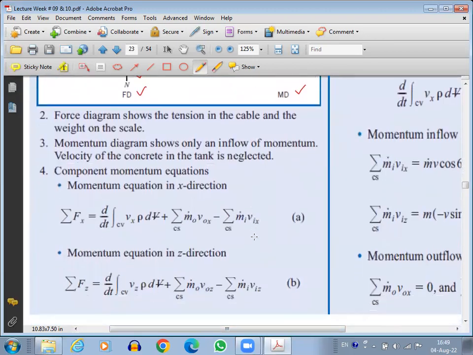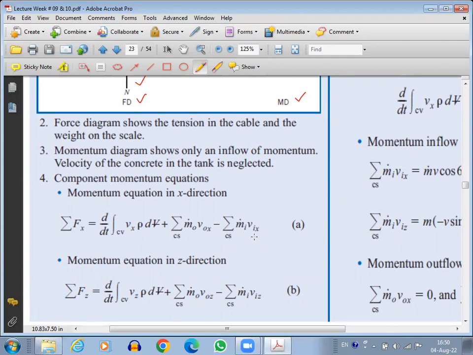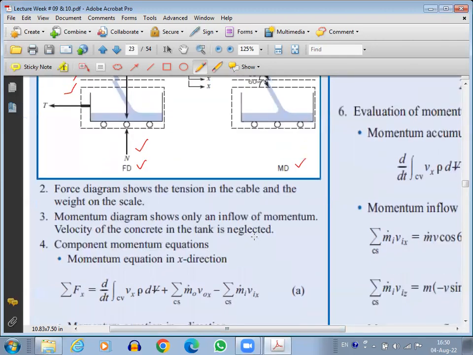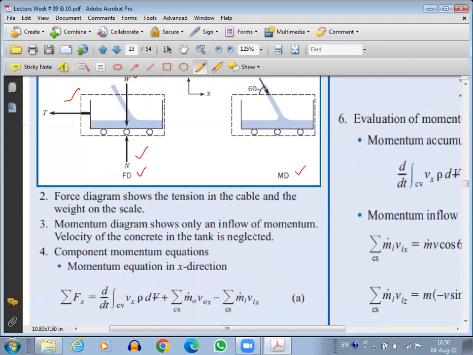Okay, now one thing is clear: we have to solve two equations here, one in the x direction, the other in the z direction. So let's first see the x direction. In the x direction, we will have a force component, obviously this tension will be in the x direction. And in the x direction, the momentum accumulation term will not be there. It will be zero.